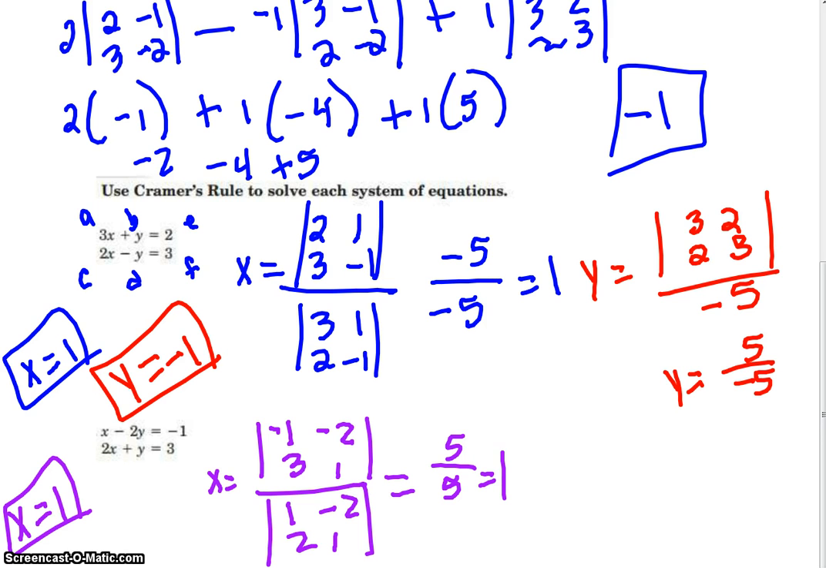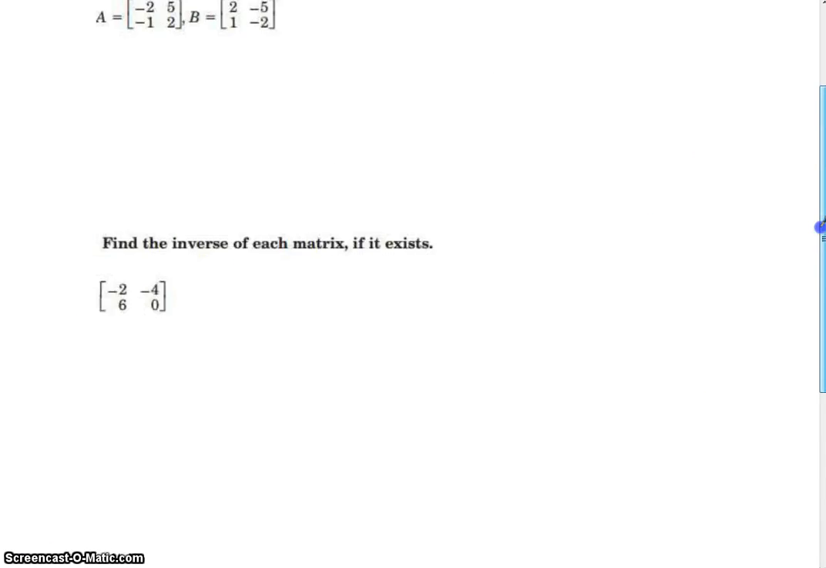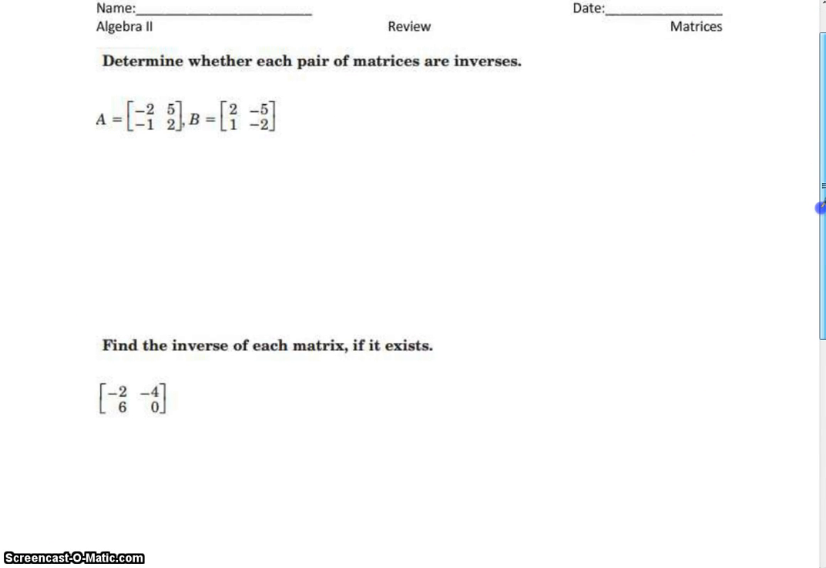So now I will change colors, and when we do y, your top is going to become AECF, so it would be 1, negative 1, 2, 3, and it is still over 5. So you have 3 minus negative 2, and so that would be 5, still over 5. So y is equal to 1 as well. You will be allowed to use your note card with your formula on it. I encourage you to make a note card if you haven't already done so. Find your note card, bring it on test day.